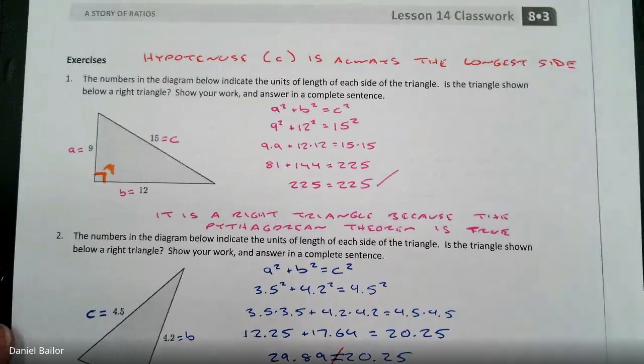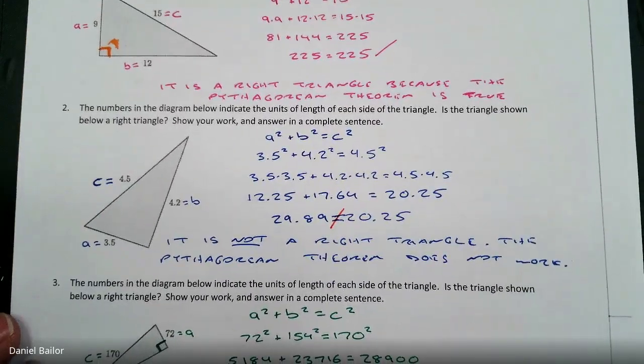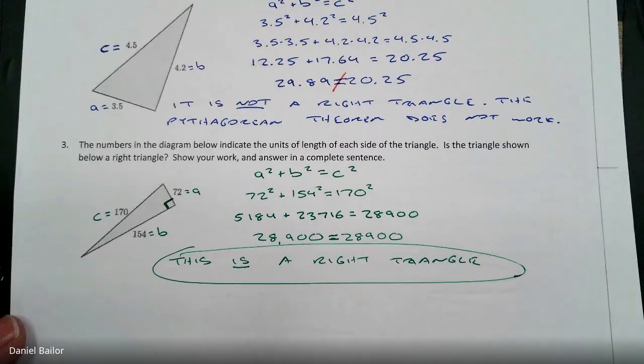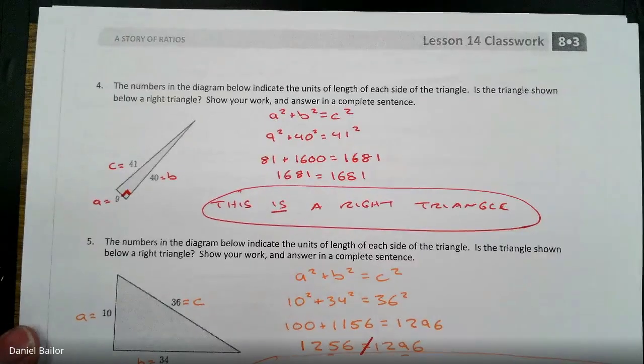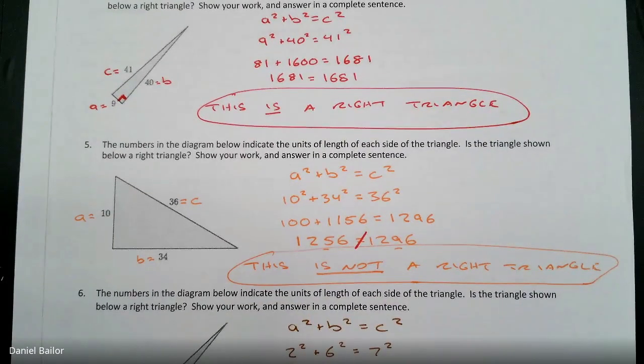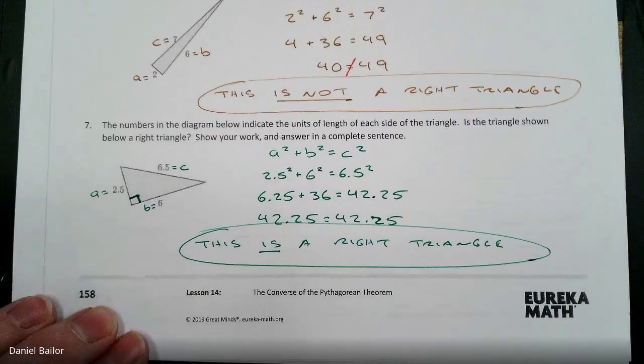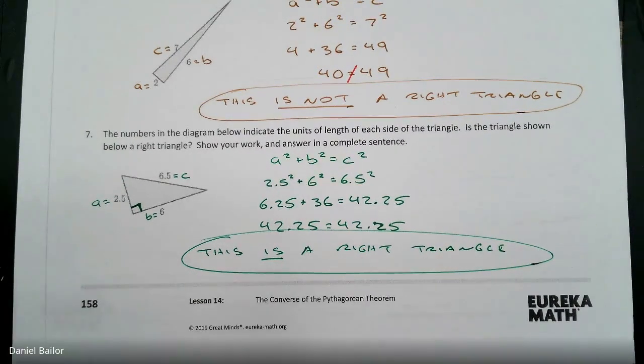Exercise 1 was a right triangle. Exercise 2 was not. Number 3 was. Number 4 was a right triangle. Number 5, not a right triangle. Number 6, not a right triangle. But number 7, the tiebreaker, is a right triangle. So we have 4 right triangles, 3 not right triangles. All solved, all discovered using the Pythagorean Theorem test, using the 3 sides.